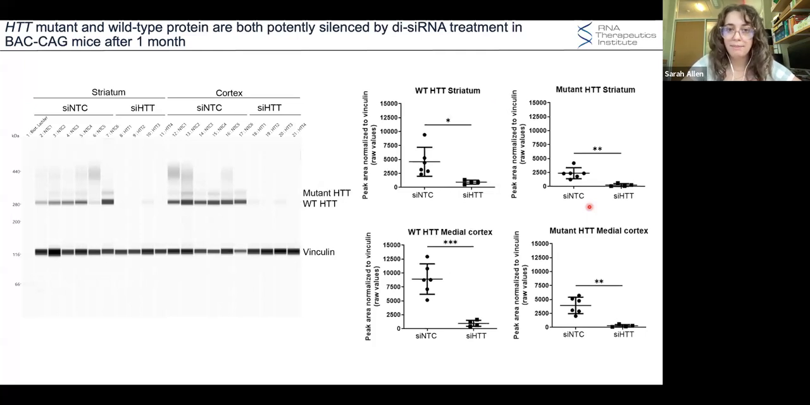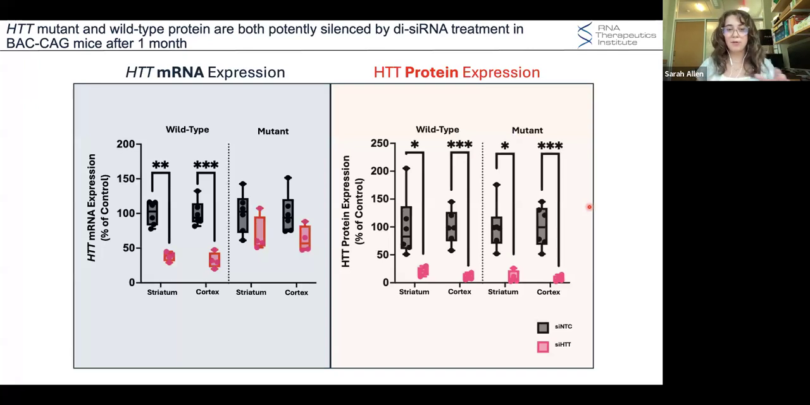So this is true across regions. So I suppose when you look at it all together, we see a really great difference between the degree of silencing from mRNA to protein. The wild type mRNA is being silenced around 75%. The mutant mRNA is not being significantly silenced at all. But when you look at the protein silencing, we see around 80 to 90% silencing of both wild type and mutant Huntingtin. So this is a really interesting difference that we start to see.